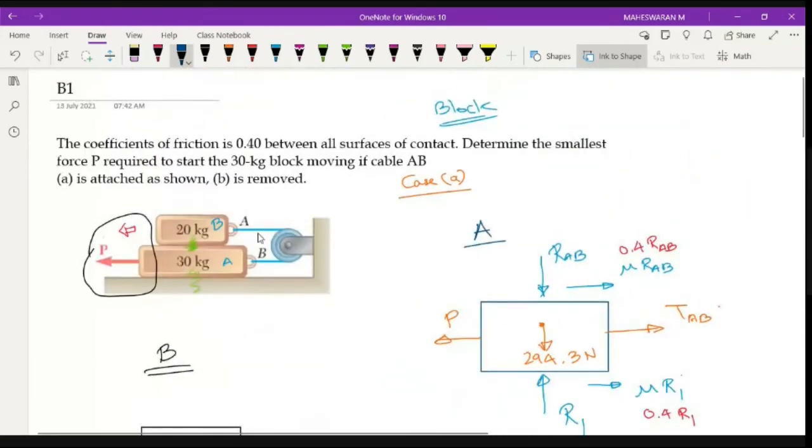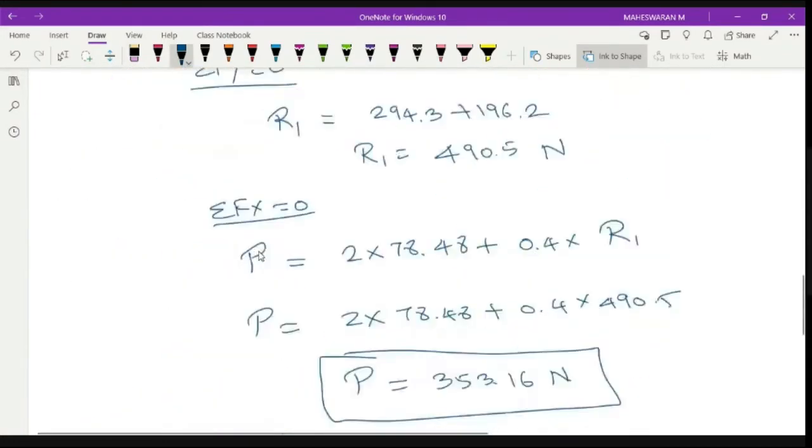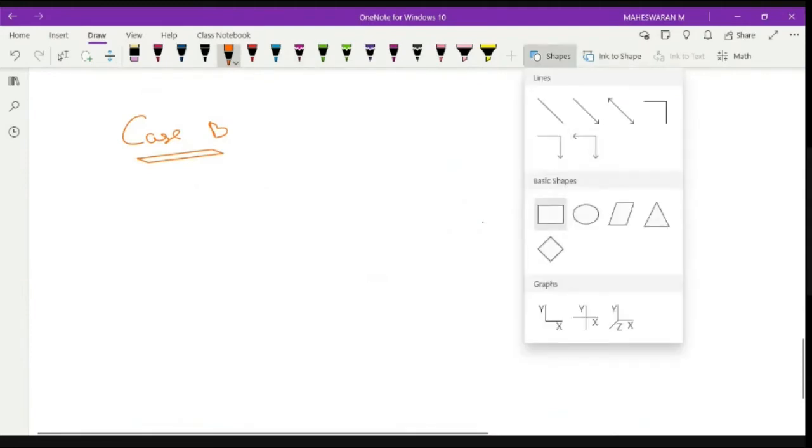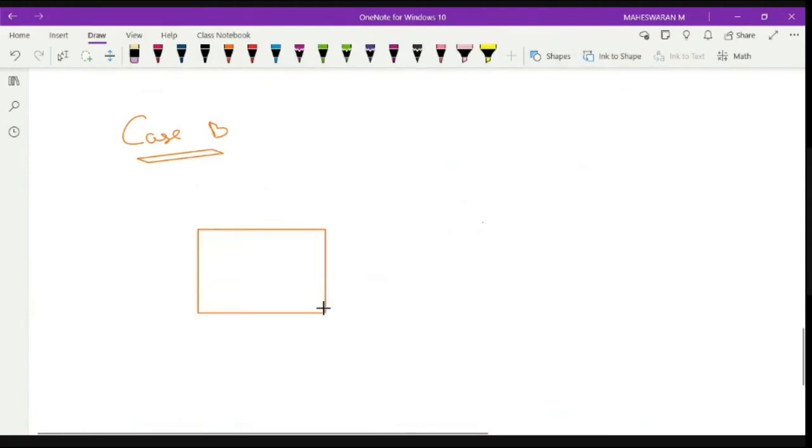Okay, so now there is another problem here. You considered only case A, where the string is attached, right? So what happens if there is no string? That is the next case, right? So let us consider case B. When I consider without the string, your free body diagram will have a little bit of change.